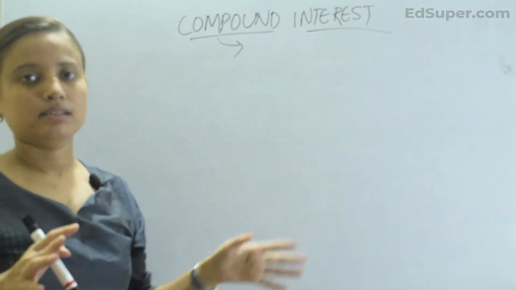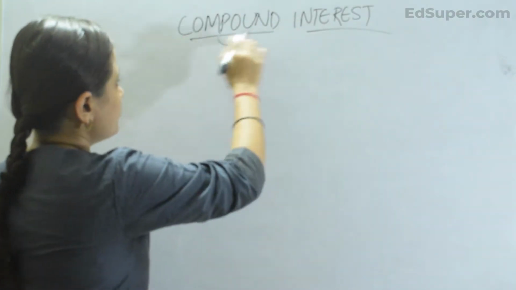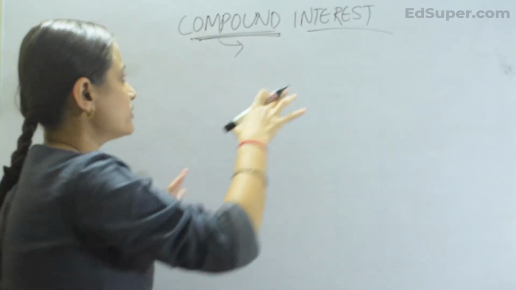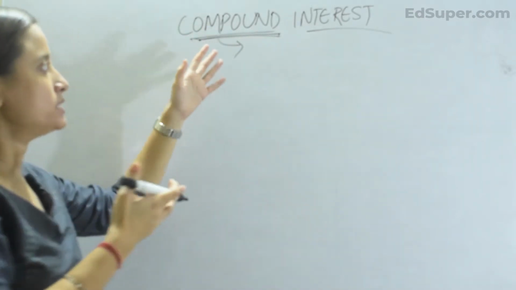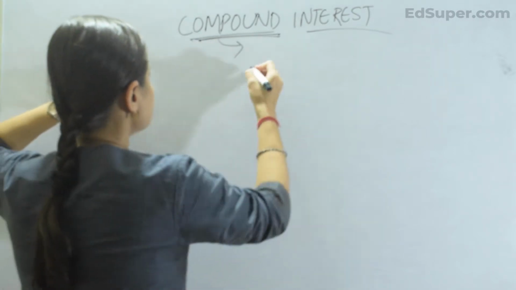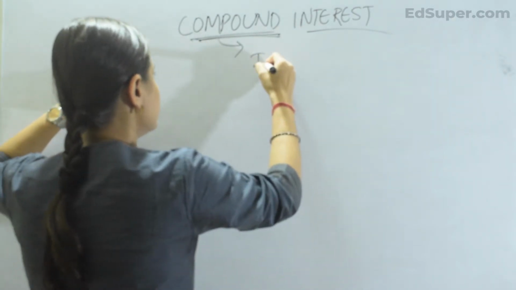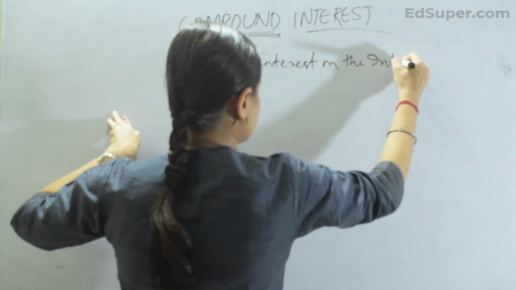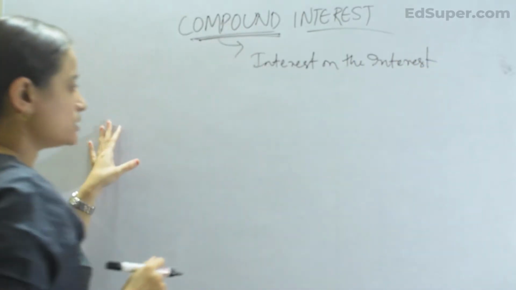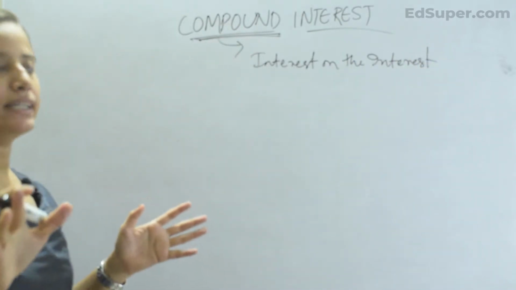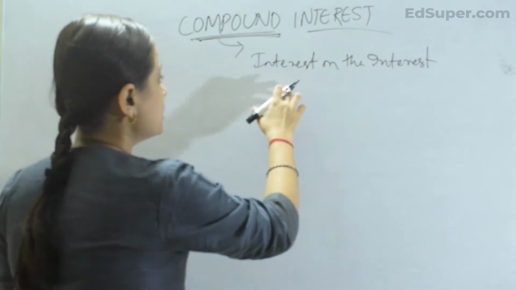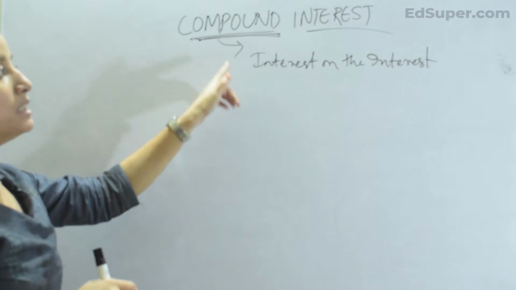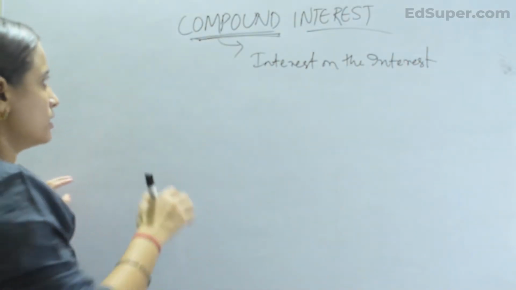So compound interest. Compound interest is what? If we think first of compound, what is a compound? A compound consists of different elements, if we think of chemistry. But here in maths, compound also means interest on the interest. Simple interest was only on the principal, but in compound interest, whatever interest was earned in the first year, the interest will be counted on the interest of the first year.